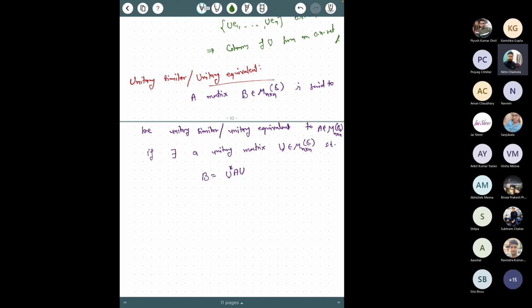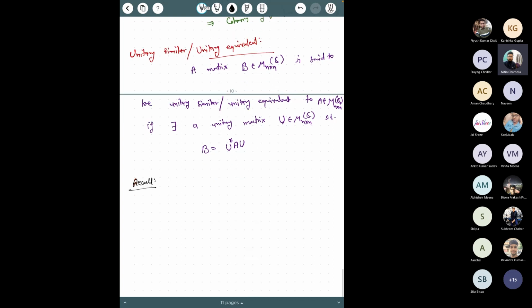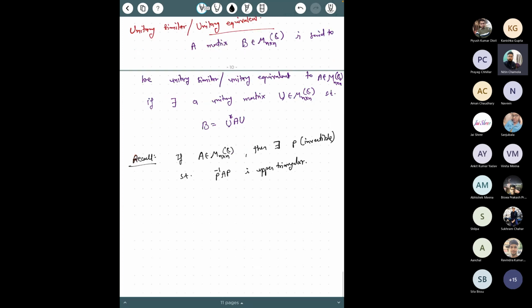So let me recall what we have done. What we know is that if A is n cross n over C, then you can always find P invertible such that P inverse AP is upper triangular, right? This we have seen. That means every complex square matrix is similar to an upper triangular matrix.